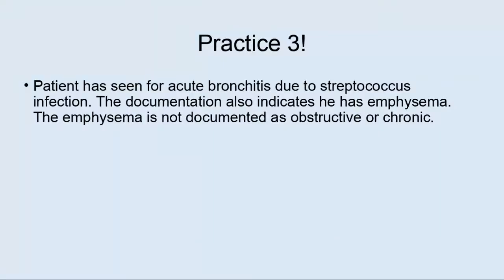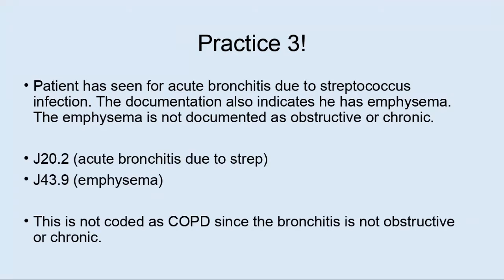Here's another practice. Again, if you wish to stop the recording to code this yourself, do so. The case is a patient seen for acute bronchitis due to streptococcus infection. Documentation also indicates he has emphysema. The emphysema is not documented as obstructive or chronic. So what you're going to report is J20.2 for acute bronchitis due to strep, and emphysema, J43.9. This is not coded as COPD since the bronchitis is not obstructive or chronic.